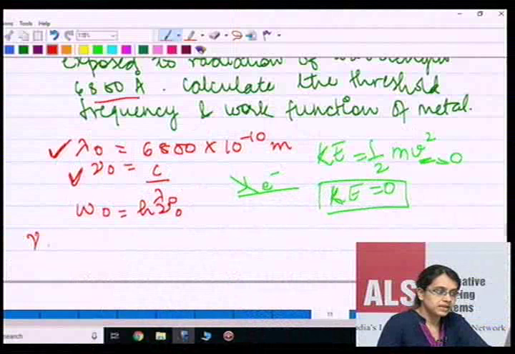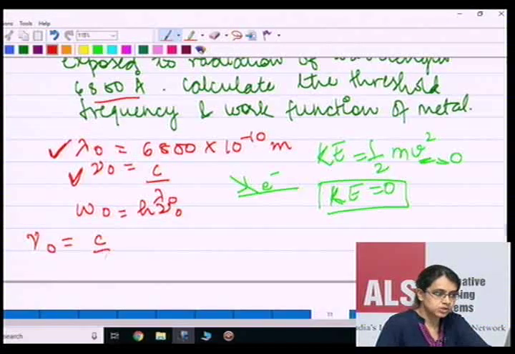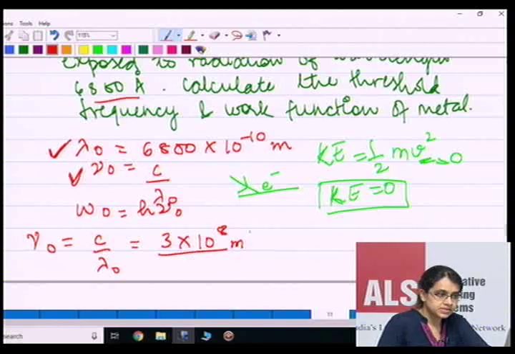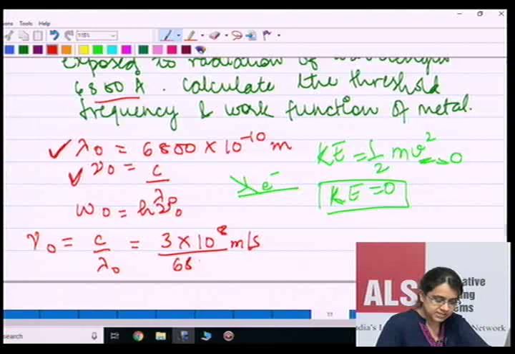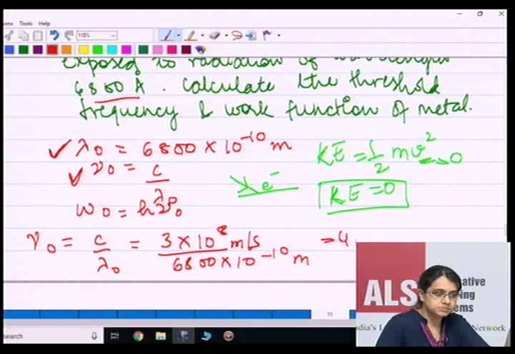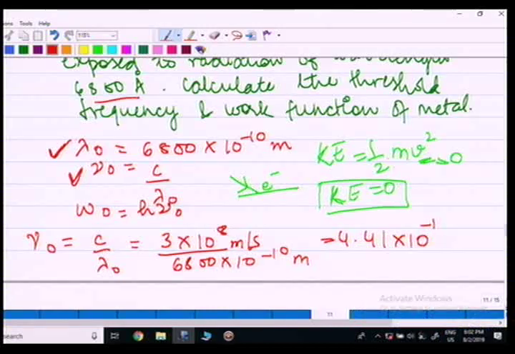So my threshold frequency would be equal to C by lambda naught equals 3 into 10 to the power 8 meters per second upon 6800 into 10 to the power minus 10 meters. This comes out to be 4.41 into 10 to the power plus 14 per second or second inverse.